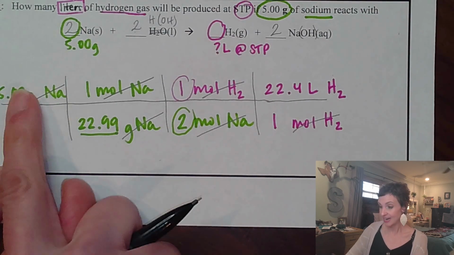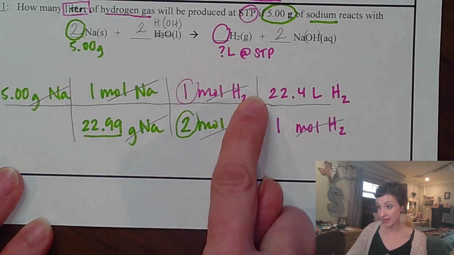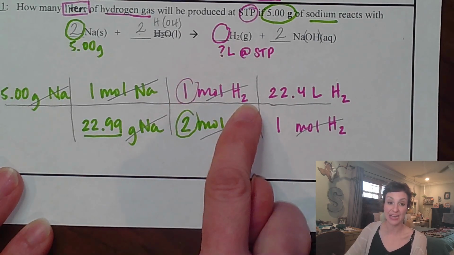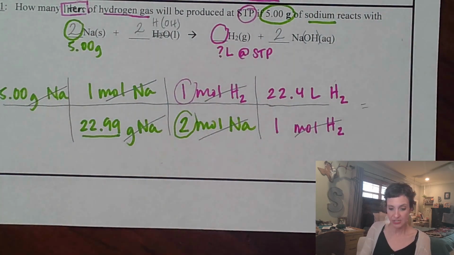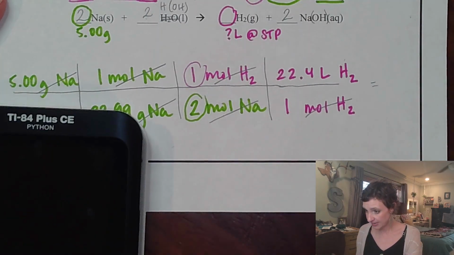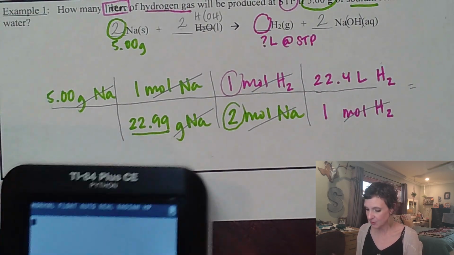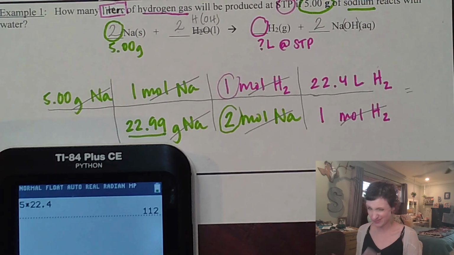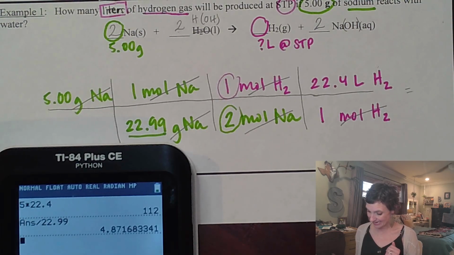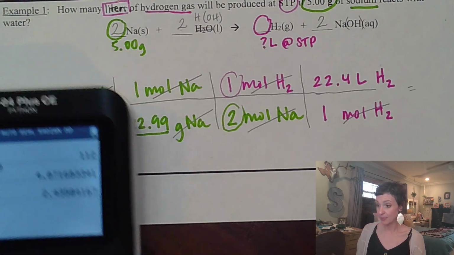So basically what I've done here is I've gone from grams to moles of my given, to moles of my unknown by using the mole ratio, and then because I'm at STP, I get to use the statement that 1 mole is equal to 22.4 liters. So I'm ready to grab my calculator, and I'm gonna multiply everything on the top together and divide by anything on the bottom. So I have, let's see, 5 times 22.4, and I have 2 things I need to divide by on the bottom. So I'm gonna say divided by 22.99, and divided by 2, which is important. Okay, so this is what my calculator gives me.